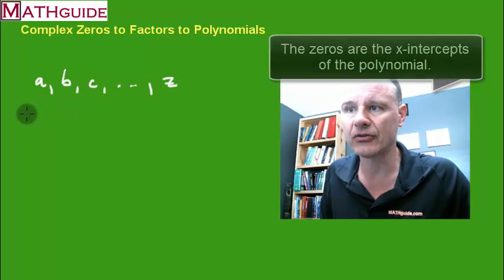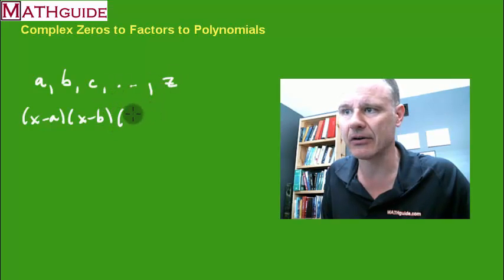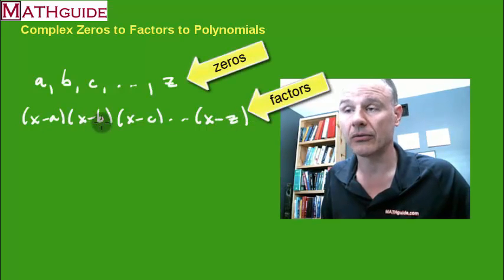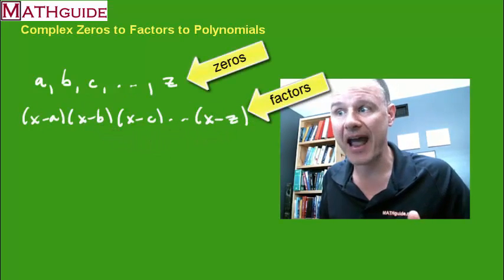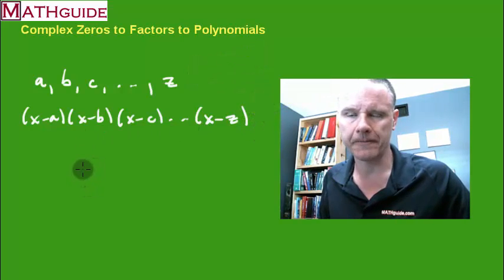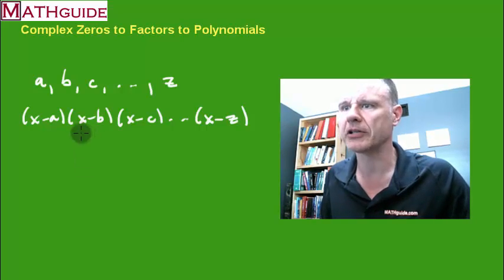Well, what we can do to find the factors is this. You basically take these zeros and subtract them from x. Almost opposites. Then I could take these factors and multiply them together to actually get the polynomial. So there's one connection between the zeros, factors, and polynomials.